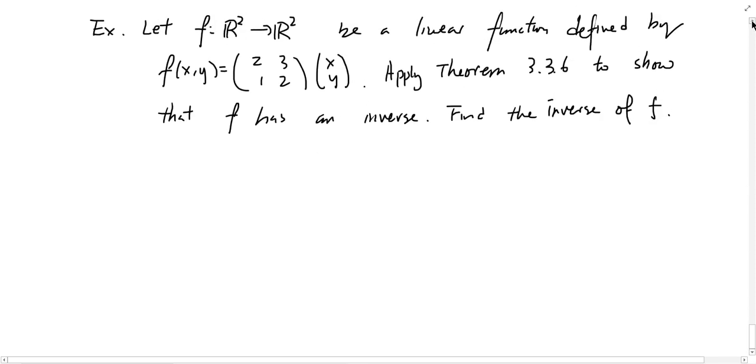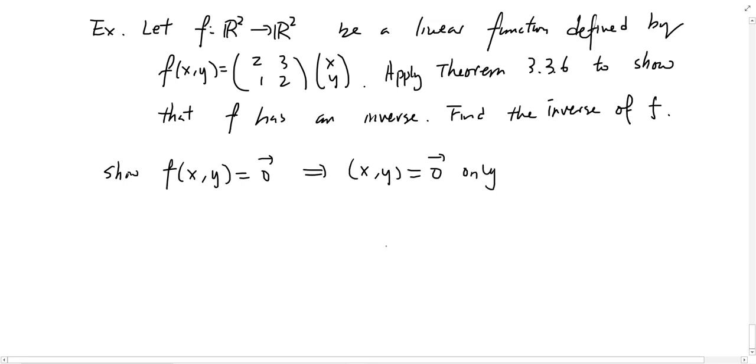So let's show that it is one-to-one first. How do I show that it's one-to-one? Well, that would mean that I have to show this is true. I have to show that f of xy equal to the 0 vector implies that xy must equal the 0 vector only. It cannot have any other solution other than the 0 vector. That's basically what I mean. So nothing to it but to give it a try.